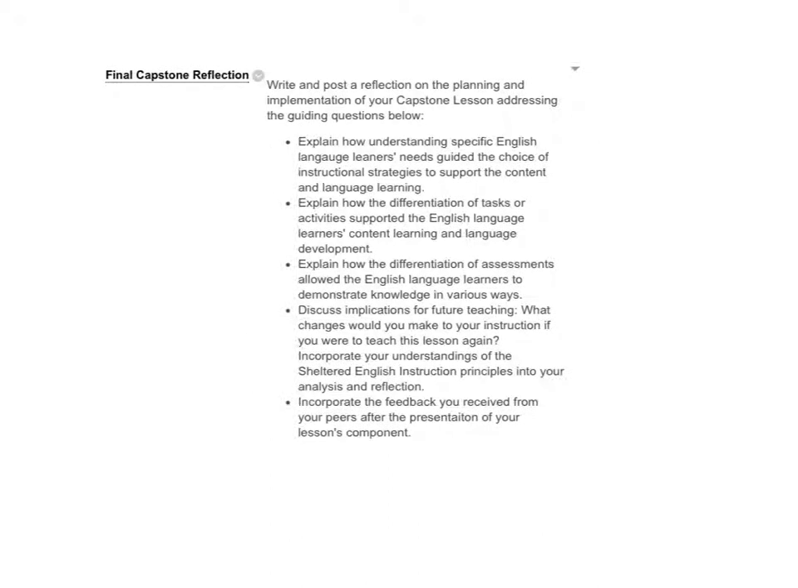So in your final reflection, you have these 5 talking points. What I would do is I would do 1 paragraph for each talking point. So that would be about a 2 to 3 page reflection. So the first question asks, how is learning your student needs, so maybe address WIDA levels, how is knowing your students' WIDA levels helpful for when planning instruction?